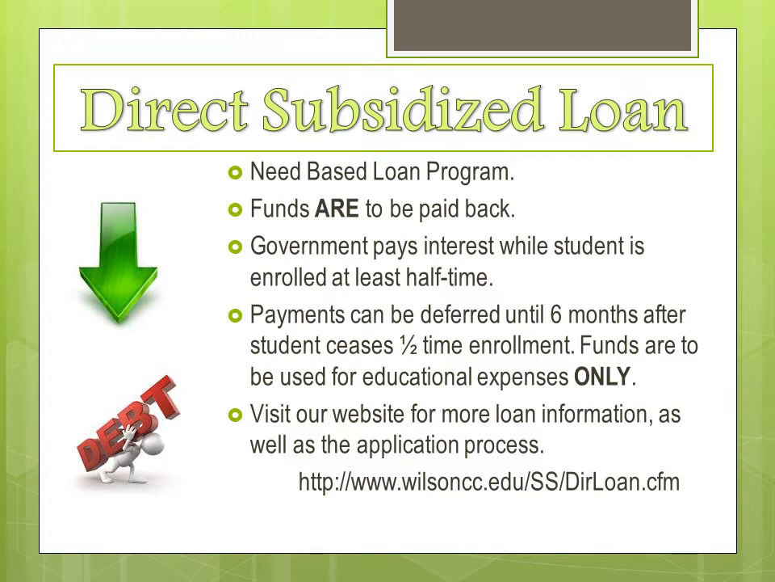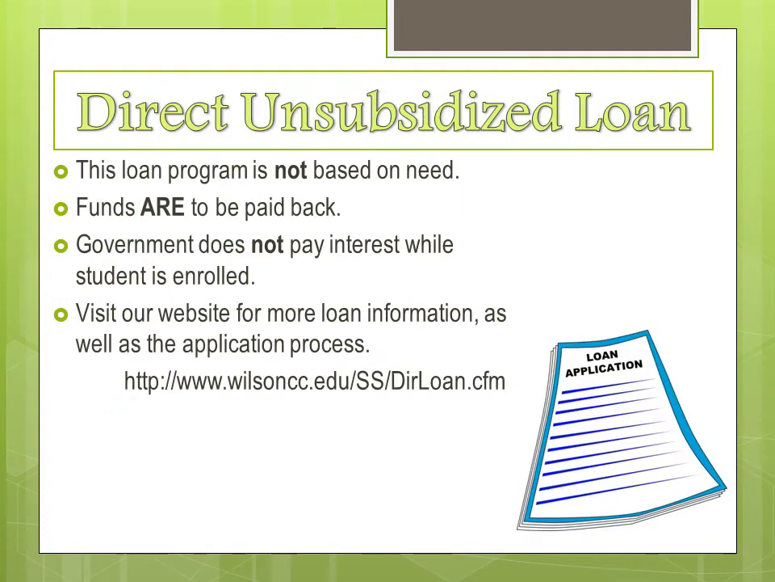Direct loans. The first type is a subsidized loan. The subsidized loan is a need-based loan. Funds are to be paid back. However, the government pays interest while the student is enrolled at least half-time. Payments can be deferred until 6 months after the student ceases half-time enrollment, and funds are to be used for educational purposes only. You can visit our website at wilsoncc.edu for more information about how to apply.